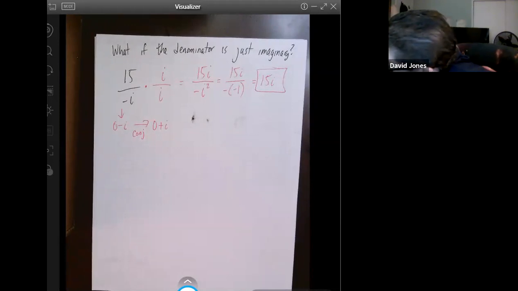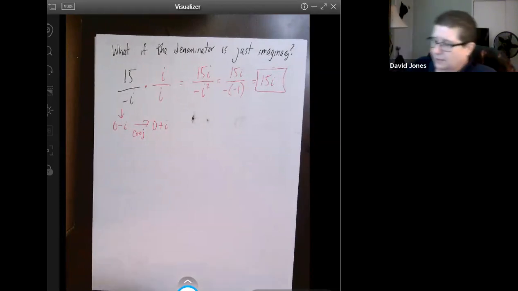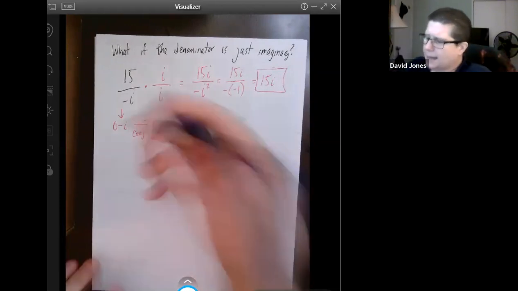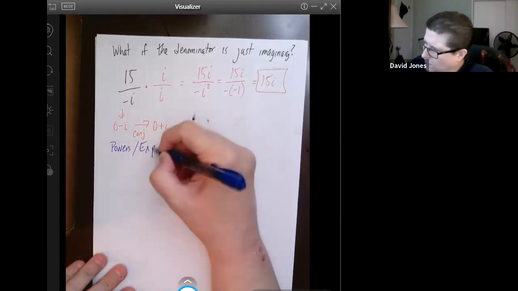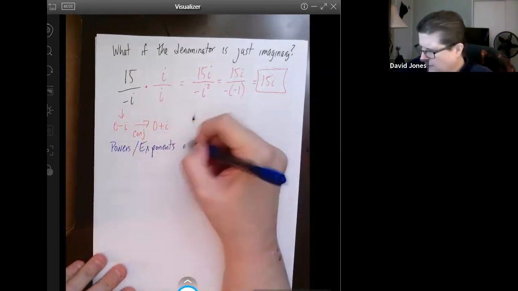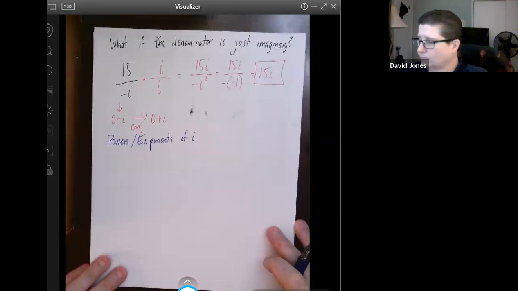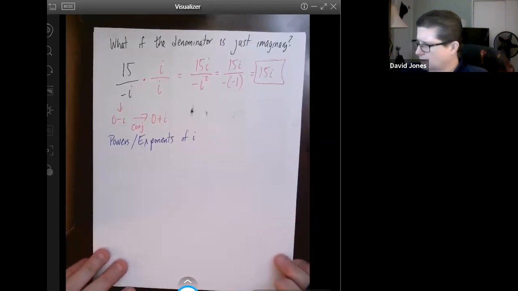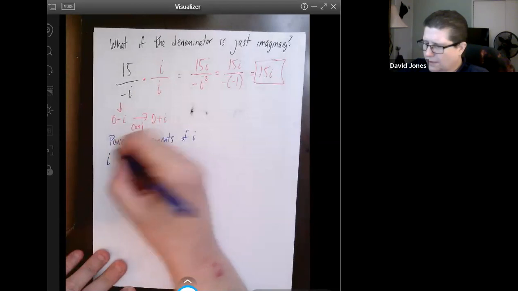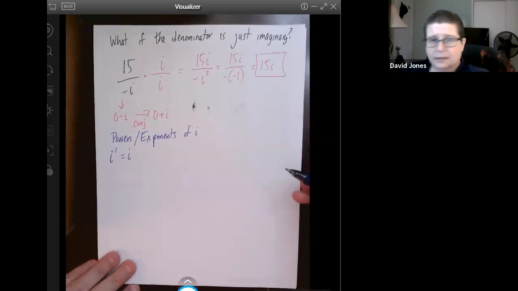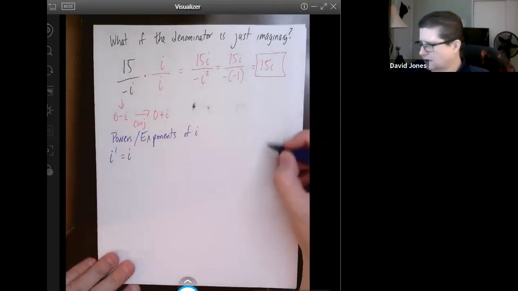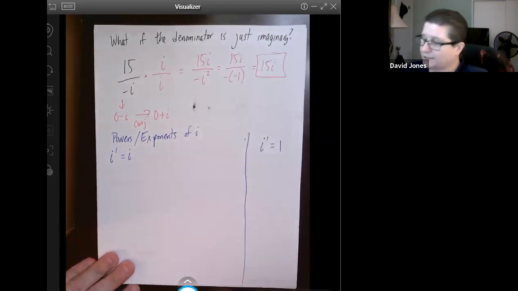So I'm going to go back to looking at those powers of i. I touched on them at the beginning. Powers of i, or exponents of i. So I could start off with i to the first. That's just i. I'm going to make a list on the right, and I'm going to show the operations on the left.